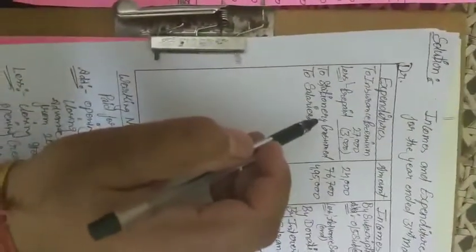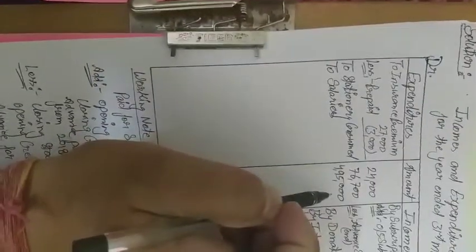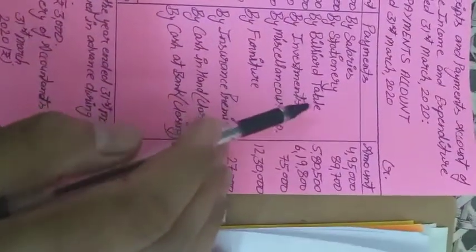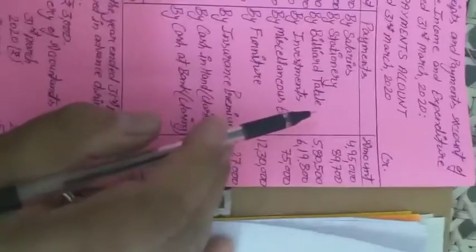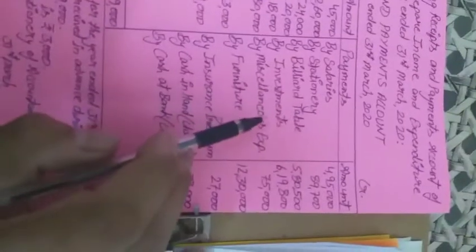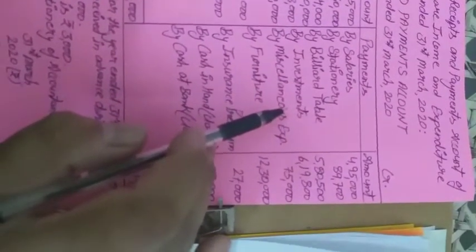Stationery consumed during the year we have written here, whatever the amount we have paid. Billiard tables, it is a capital nature, this is a term related to the balance sheet, so that's why it will not show in the income and expenditure account. Next one is investment, this is also related to the balance sheet.